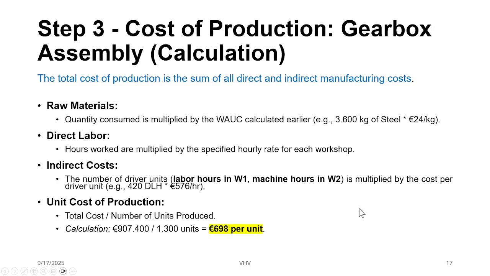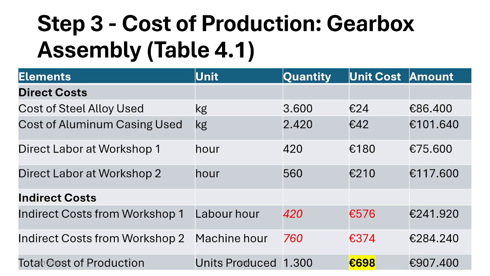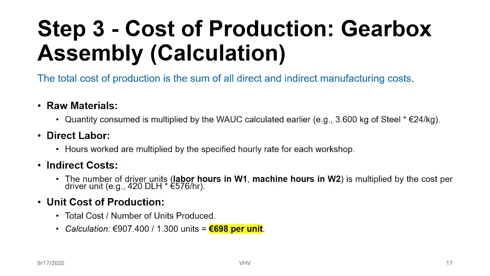We have our indirect cost rate and our raw material cost. Now in step 3, we can calculate the cost of production, starting with the gearbox assembly. This is where we bring everything together. Looking at the table below, you can see how the cost is built.